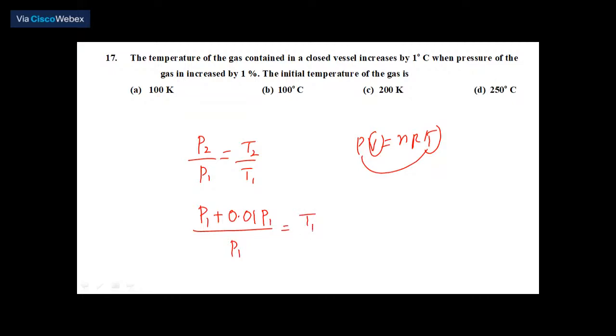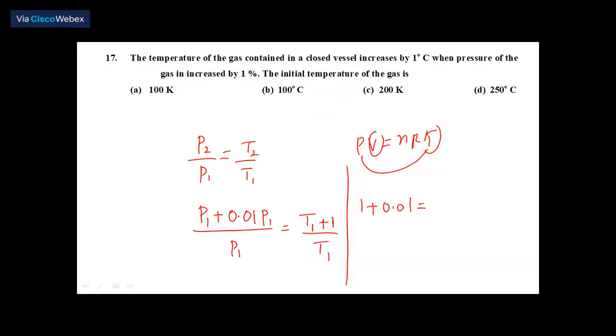So in the numerator we will write T1 plus 1. When I write 1 here, it is in Kelvin, not degree Celsius, because capital T is absolute temperature, divided by T1. Now in the numerator you can take P1 common. So P1 in the numerator is taken common, and P1 in the denominator gets cancelled. Therefore, you are left with 1 plus 0.01 on the left hand side. Is it clear? You take P1 common in the numerator of the left hand side, that P1 and the denominator P1 get cancelled, and you'll be left with 1 plus 0.01.